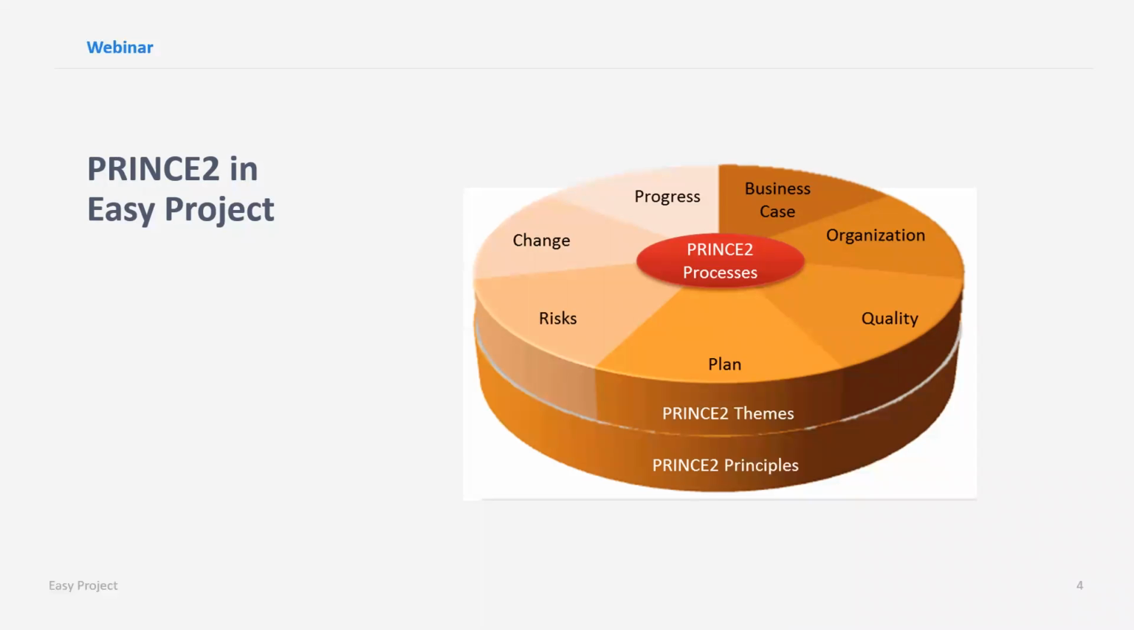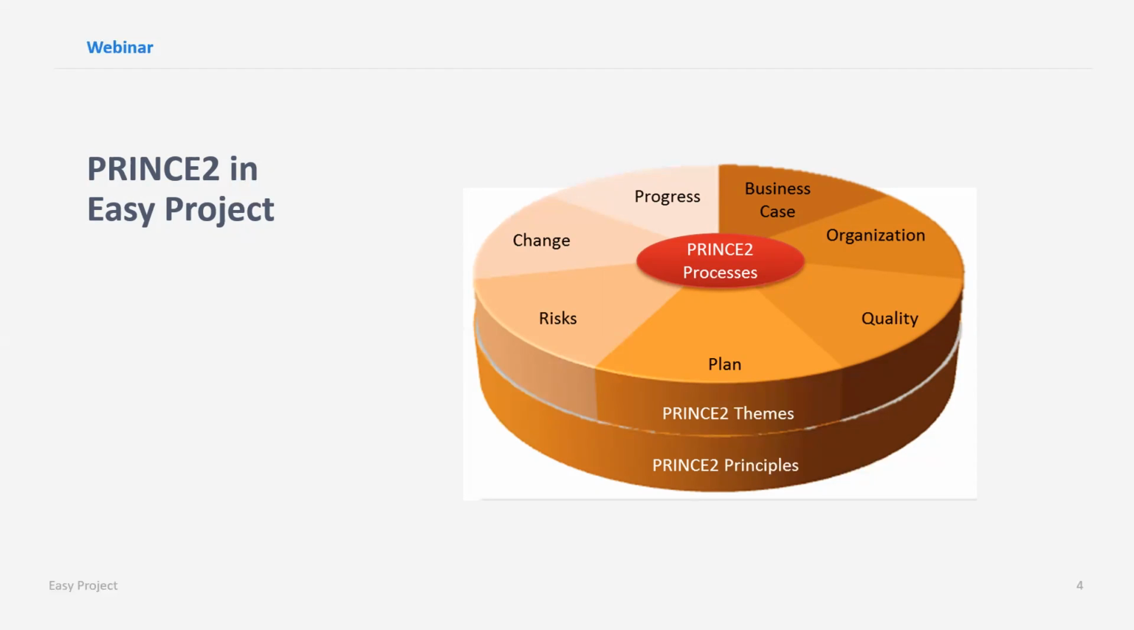So let's talk about Prince2 in general for a bit. Prince2 is a project management methodology which is widely used, especially in Europe. It originates from the United Kingdom, and it consists of 7 principles, 7 themes, and 7 processes. The 7 principles that collectively provide a framework for good practice are continued business justification, learn from experience, define roles and responsibilities, manage by stages, manage by exception, focus on product, and tailor to the environment.